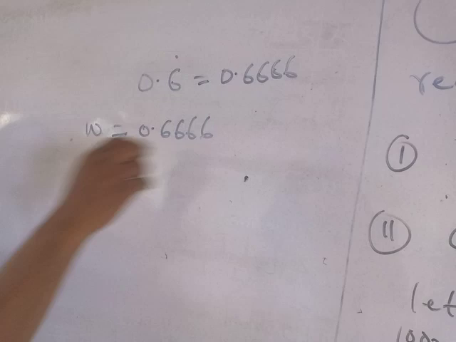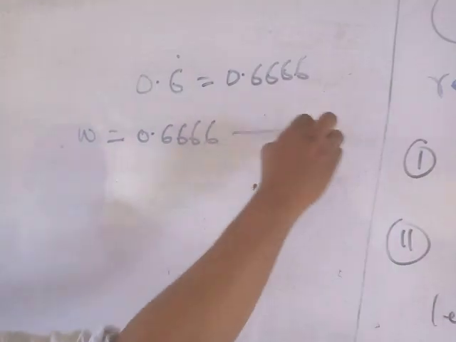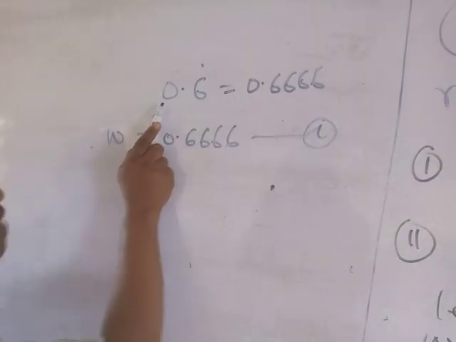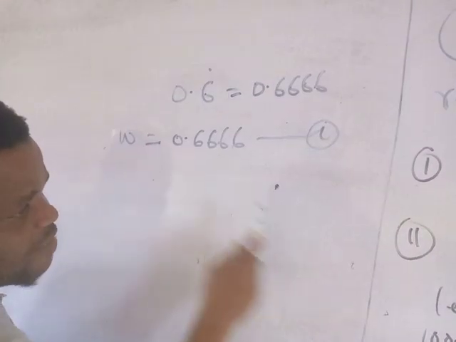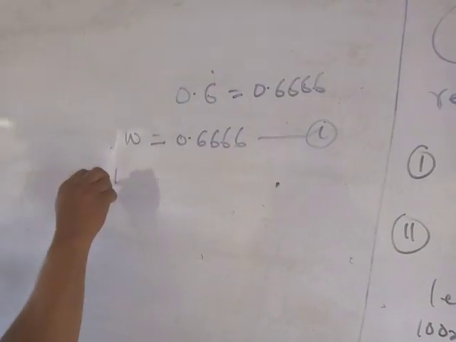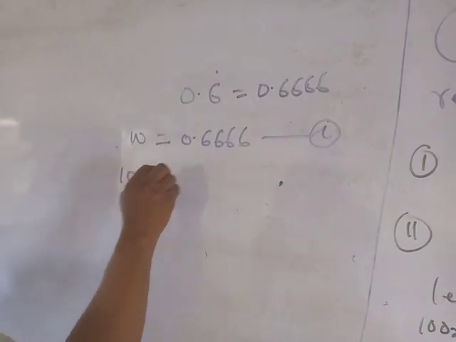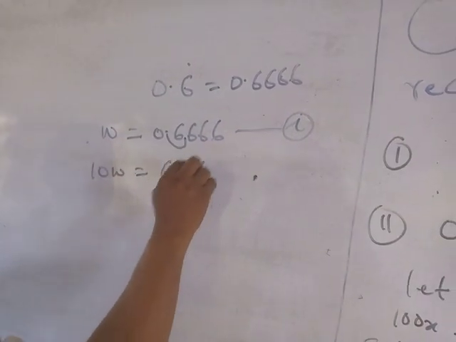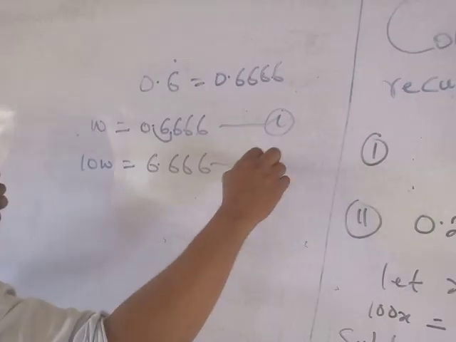0.6666, and this is equation 1 like we did before. I multiply through by 10. Why am I multiplying by 10? Because after the decimal point, I have one digit. Like the previous one, where we had 2 digits, we multiplied by 100. So 10W equals, just move the decimal one place, 6.666. This is our equation 2.